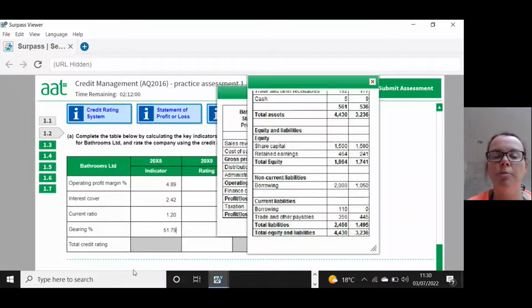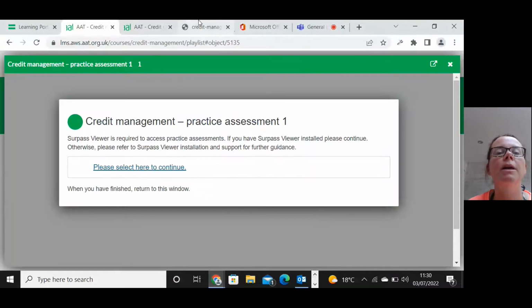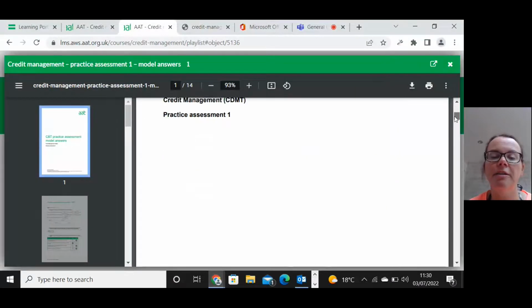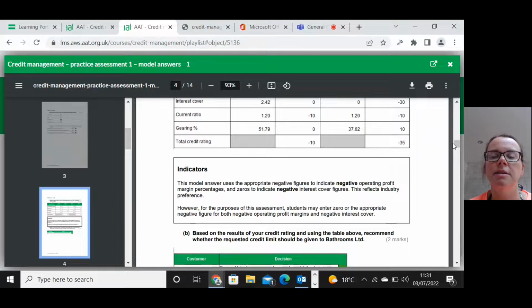Now, one thing to point out here, which is important, and I'm just going to try and flick to the answers for a moment to show you this. This box here. The model answer uses the appropriate negative figures for negative operating profit margin percentages and zeros for negative interest cover figures. They do go on to say that for the assessment you can do other things, but I would recommend that we just stick with this.